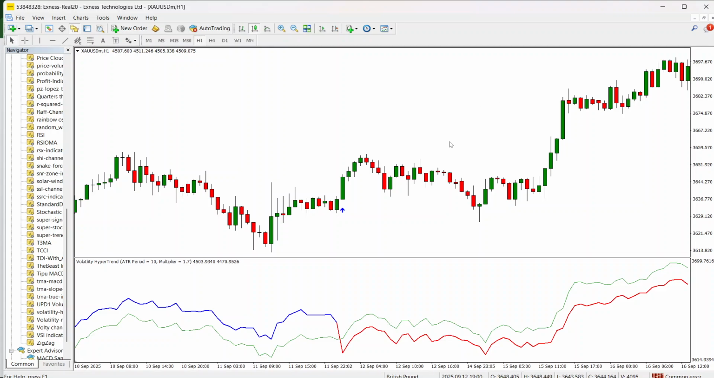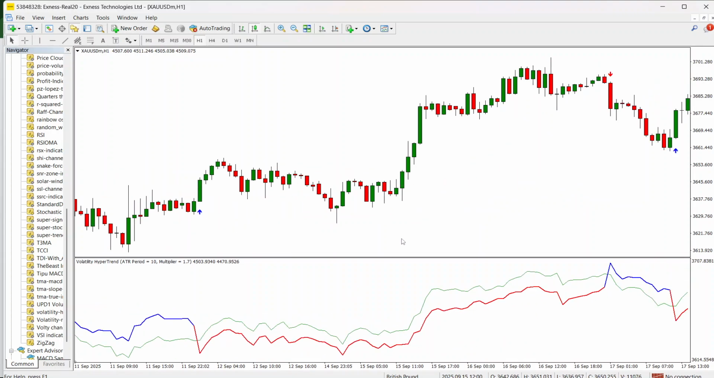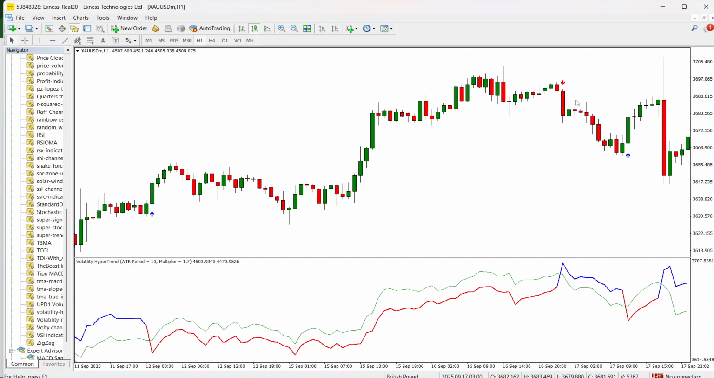For buy setups, traders look for an arrow pointing up, a candle closing above recent structure, volatility rising with ATR slope increasing, and optionally price above EMA 50 for confirmation. For sell setups, traders watch for downward arrows, candle closing below structure, rising volatility, and optional price below EMA 50, as we can see on the chart.